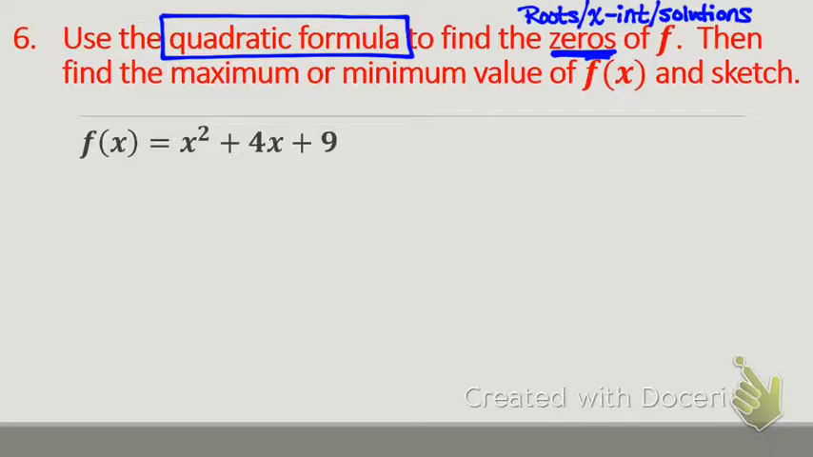I want my solutions. And then I also want the maximum or the minimum value. This is why I was going over maximums and minimums on the last few. All right, quadratic formula. I always like to do the discriminant first.